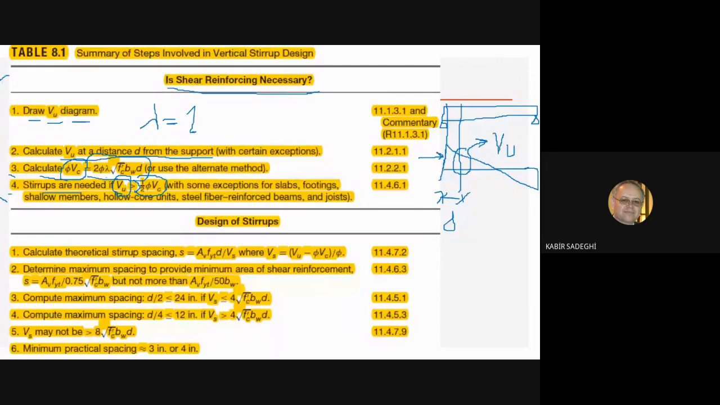And in the next stage, we design the stirrup. Because in the first step, we see, is it required? We say, if yes, we go to the next step. In the second stage, step one, we calculate the stirrup spacing, S, from the formula that we had. And for VS, as I mentioned, we use this formula.